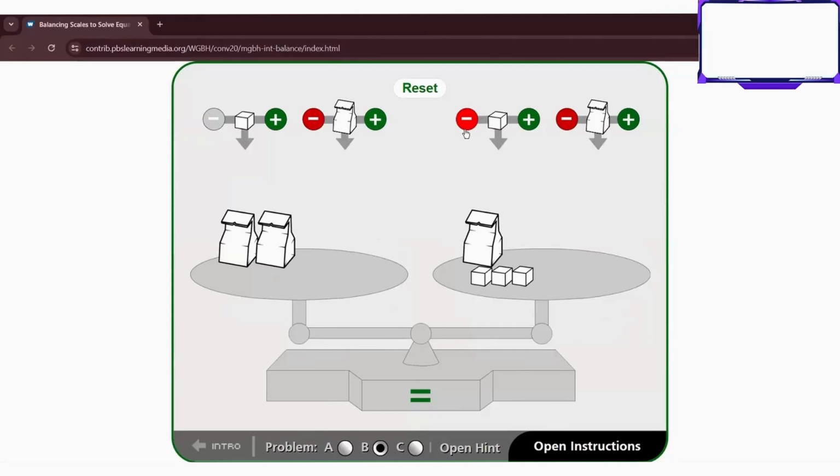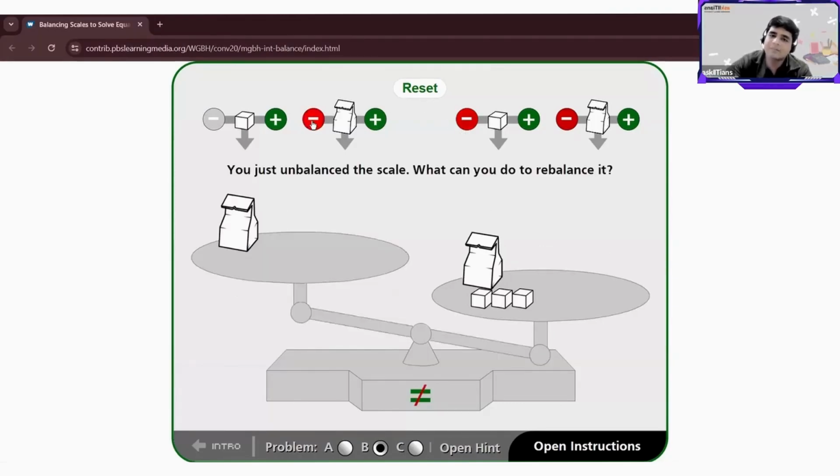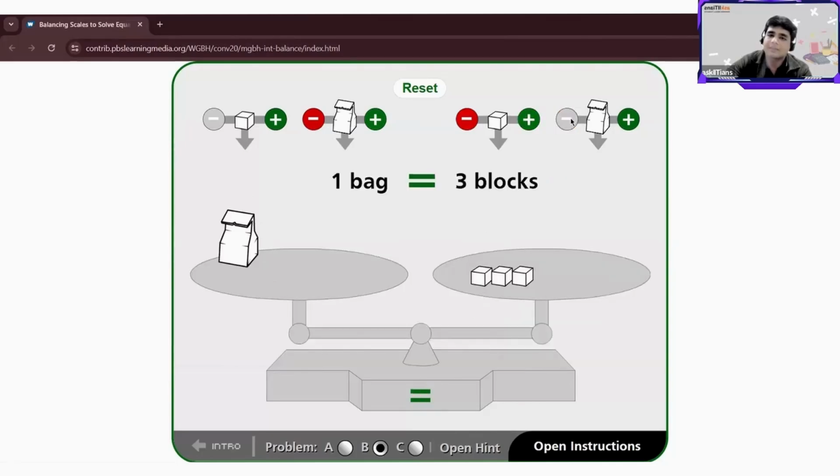Sir, over here, on the left side there are 2 bags, and on the right side there's 1 bag, 3 cubes. Yes, I will make it simple. Wait, I will remove 1 bag from here. I'll remove 1 bag from here. So 1 bag is equal to how many blocks? 3 blocks. As simple as that. Okay. Are you able to understand this activity? Yes. Okay. So that's how it works.